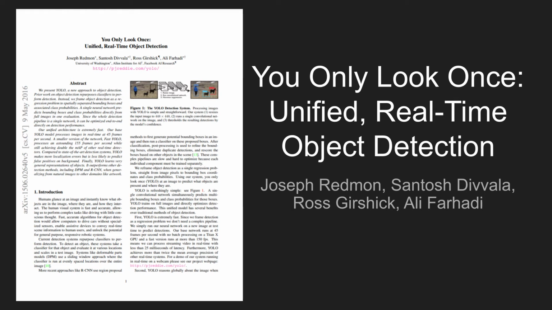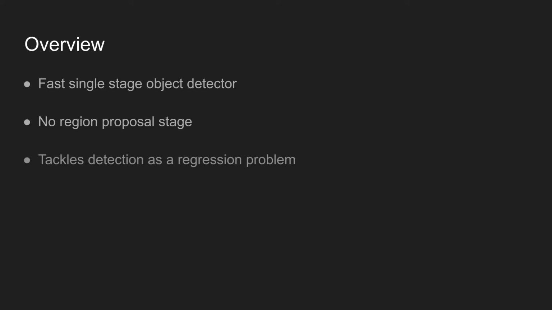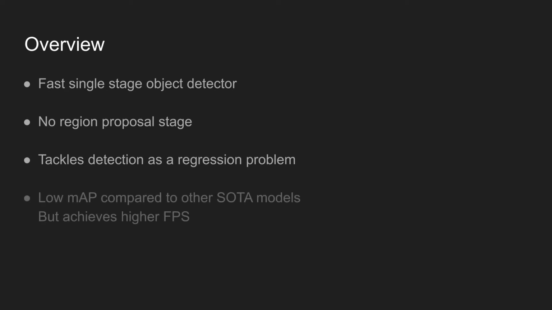Today's paper is You Only Look Once, Unified Real-Time Object Detection, also known as YOLO. YOLO model is a fast single-stage object detector. Unlike R-CNN models that use region proposal modules, no region proposal is made in this model. Instead, the proposed model tackles object detection problem as a regression problem. The mean average precision score of YOLO is low compared to other state-of-the-art models, but achieves faster FPS.